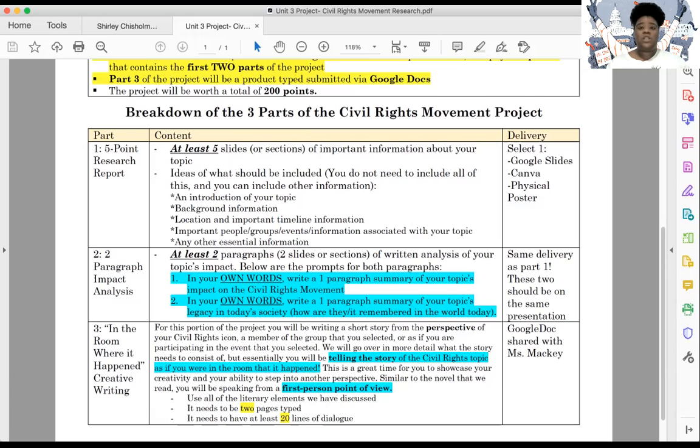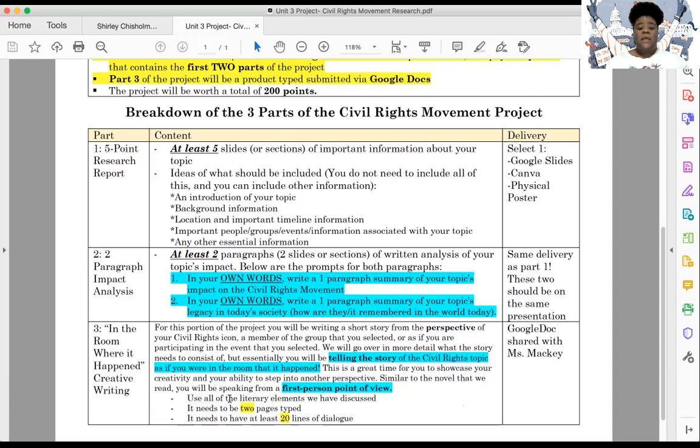Okay, telling the story. It needs to be written from first person point of view. That means you're telling, I did this, we did this, this is how I felt. So you're acting like you're Dr. King. You're acting like you're Malcolm X. You're acting like whoever or whatever you selected.